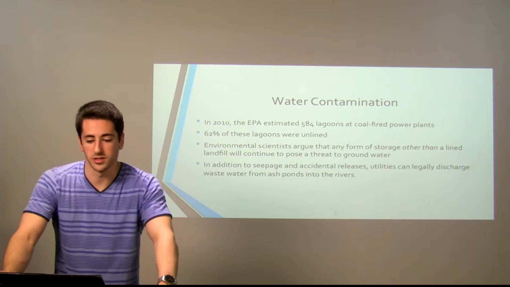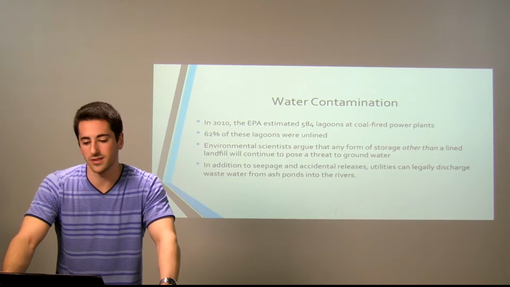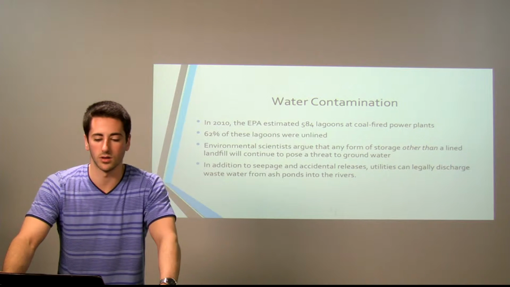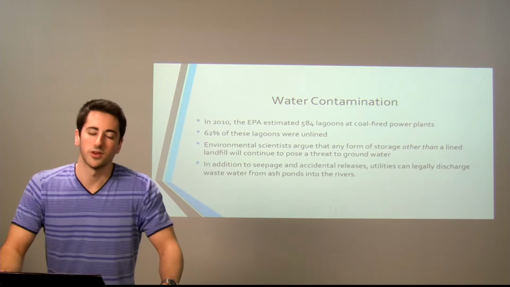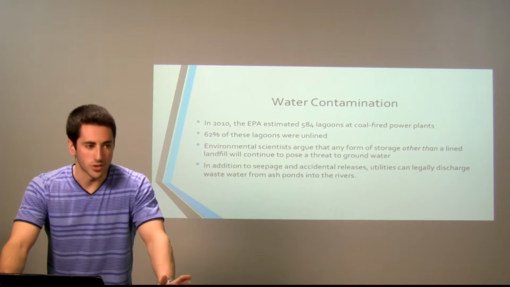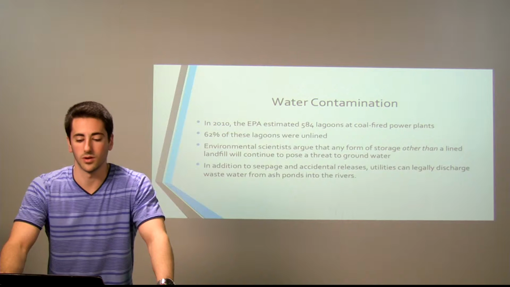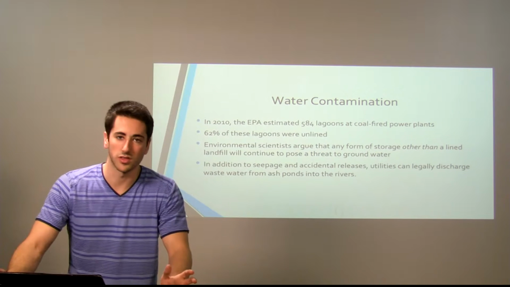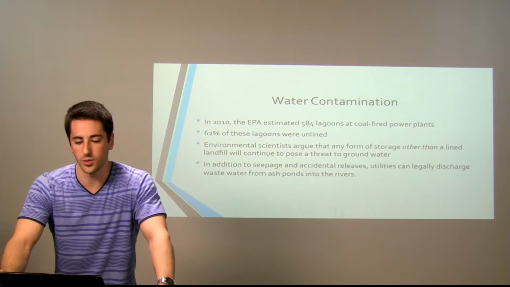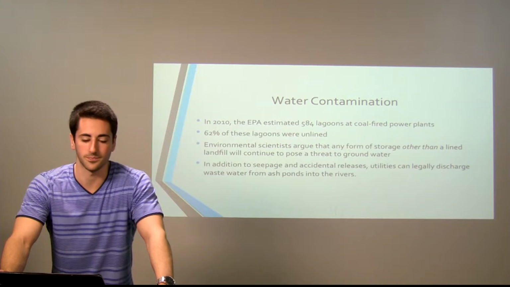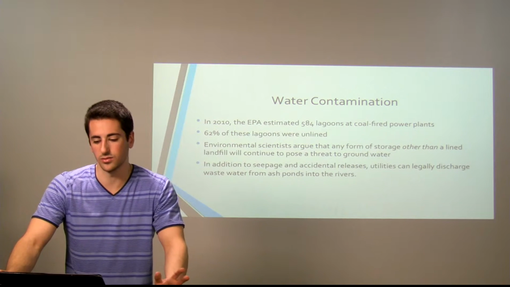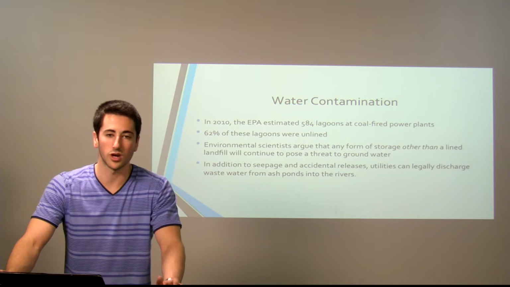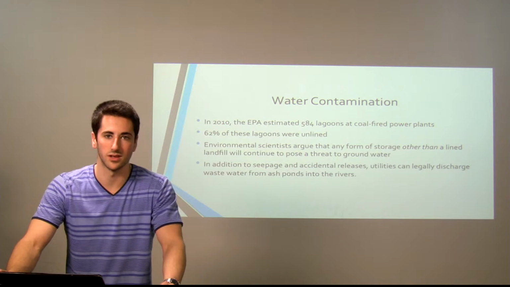When it comes to water contamination, the EPA estimates that there are 584 lagoons at coal-fired power plants which are used for toxic coal ash dumps. About 2/3 of these lagoons were also unlined, which also makes them susceptible to harming the environment. Environmental scientists argue that any form of storage other than a lined landfill will continue to pose a threat to groundwater and locals around it. In addition to seepage and accidental releases, utilities can legally discharge wastewater from ash ponds into the rivers. So companies are actually legally allowed to do this, and this should be stopped.